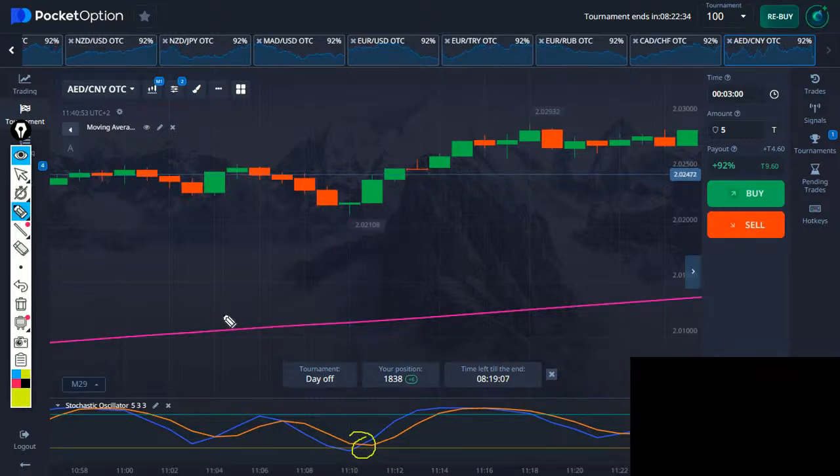So now we have three confirmations. The fourth is we need to see a clean and clear crossover, the blue line above the orange line, and both lines have to be pushing to the upside.